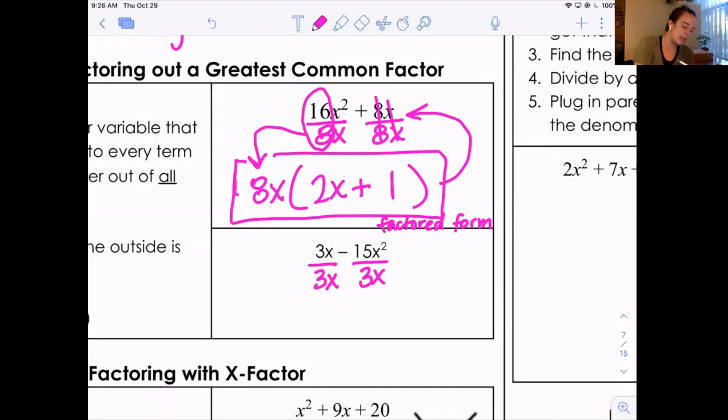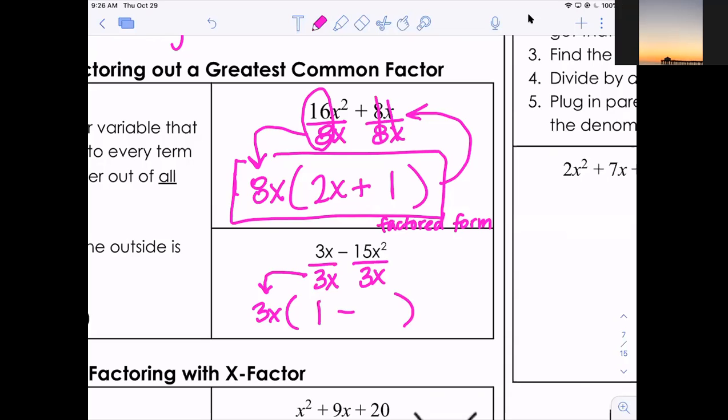Cool. So 3x is what we take out. When I do 3x divided by 3x, what am I going to have left over? 1, absolutely. So I'm going to have 1 right here. Good job. And then a minus. What's going to be left over there? 5x, yeah. 15 divided by 3 is 5, and x squared divided by x is x, so 5x. Absolutely.